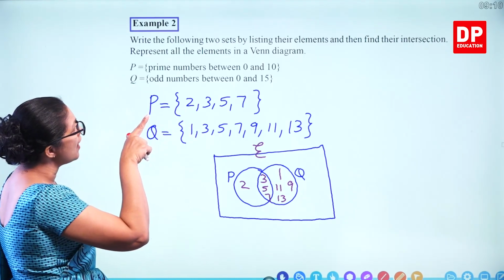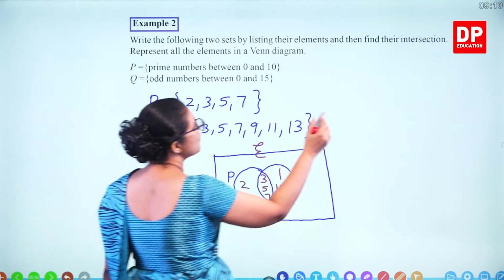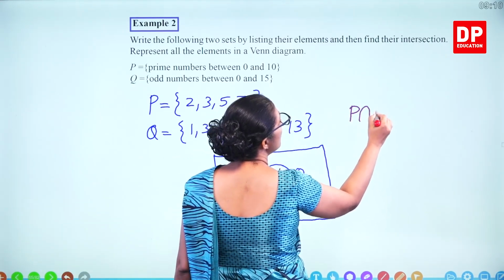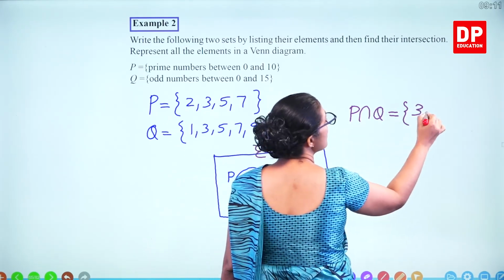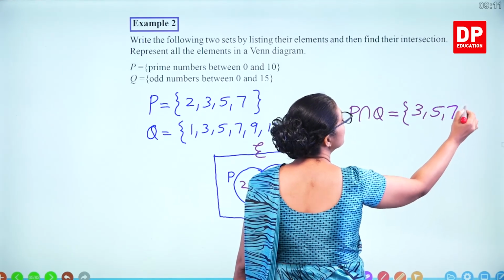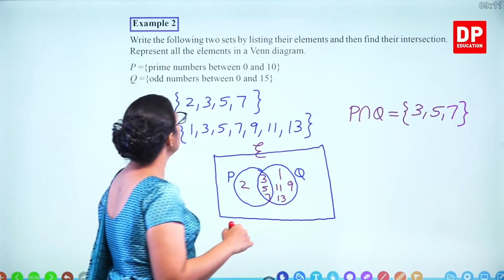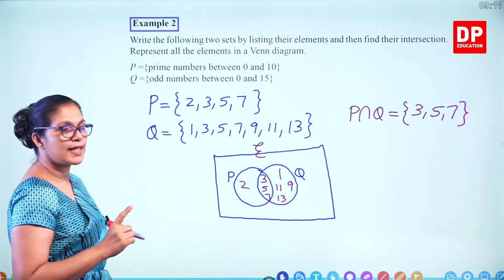Here it says, then find their intersection. So I have to write that also. The intersection of P and Q we put inside, that is 3, 5, 7. So that's the intersection of P and Q.